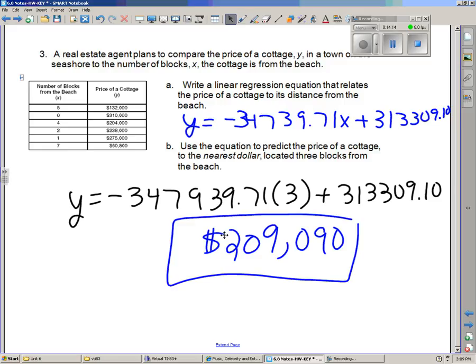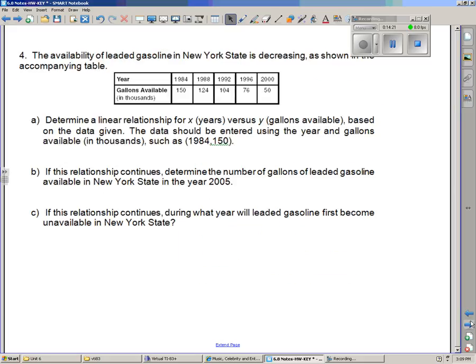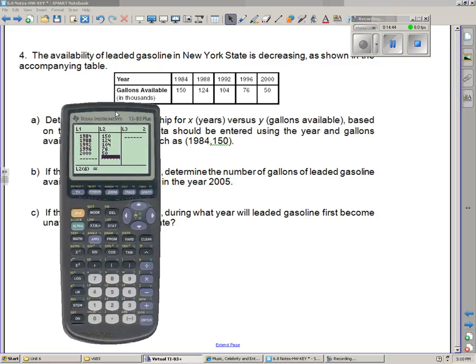Okay. I got one more to go. So I'm going to pause it again. This time you're putting into the calculator the availability of leaded gasoline in New York State, which is decreasing, as shown in the accompanying table. And then we're going to deal with the years. So let's actually type in the years, 1984, 1998. All right, so I'll be right back. Okay, so all the information is in.